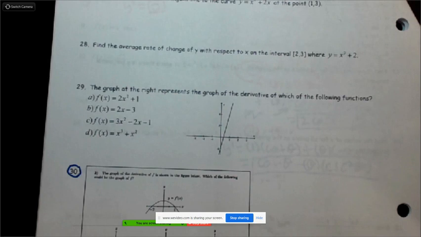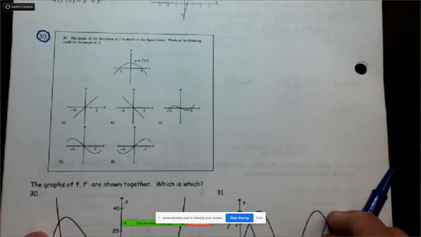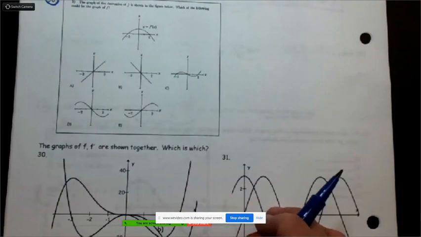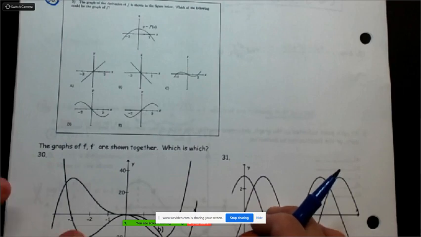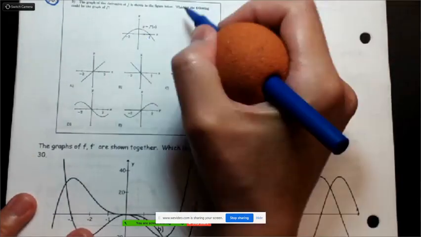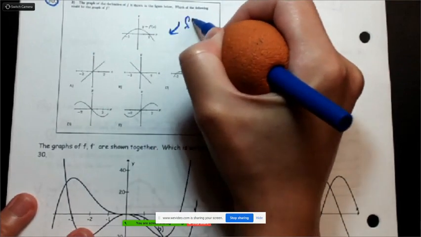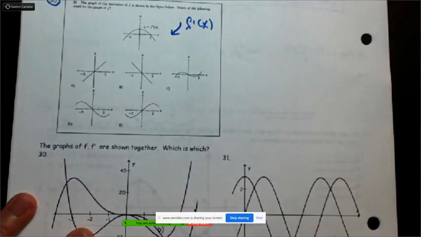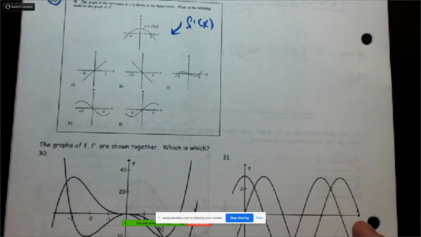Okay, let's go ahead and do 30. Let's see our time. Oh, 10 minutes. We can do this. So it's saying the graph of the derivative of f is shown in the figure. So this is the slope. This right here is the derivative. That's not the original function. So we're going backwards. So I need to figure out which of them is actually the original function.